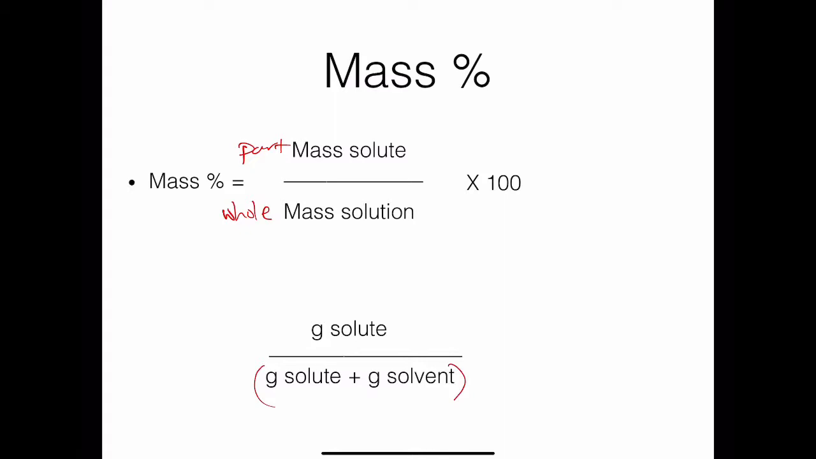If we're given those, we may just be given mass of solution, but we also may be given solute and solvent and then have to add those together. And then, of course, multiplying by 100. Do not forget to multiply it by 100. A lot of people do, and then that answer numerically ends up being wrong because you're just expressing it as a fraction rather than as a percent.